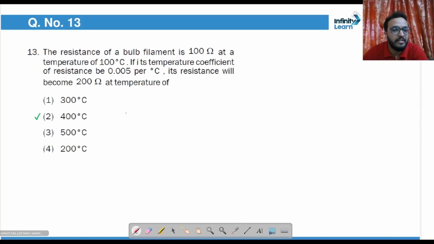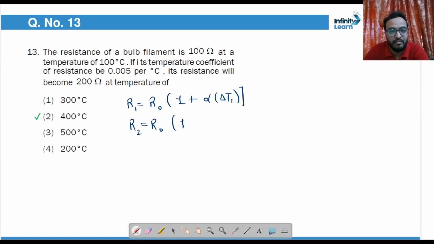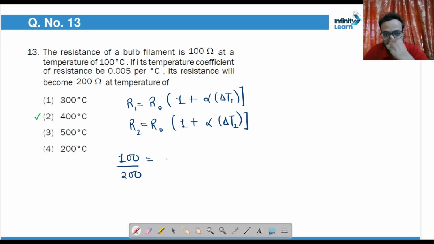Now here, this is a very important question. See, R1 is equal to R naught into 1 plus alpha into delta T1. Okay, R2 is equal to R naught into 1 plus alpha into delta T2. This is a very interesting formula. What is R1? R1 is 100 ohms. What is R2? R2 is 200 ohms. R0 and R0 will get cancelled.